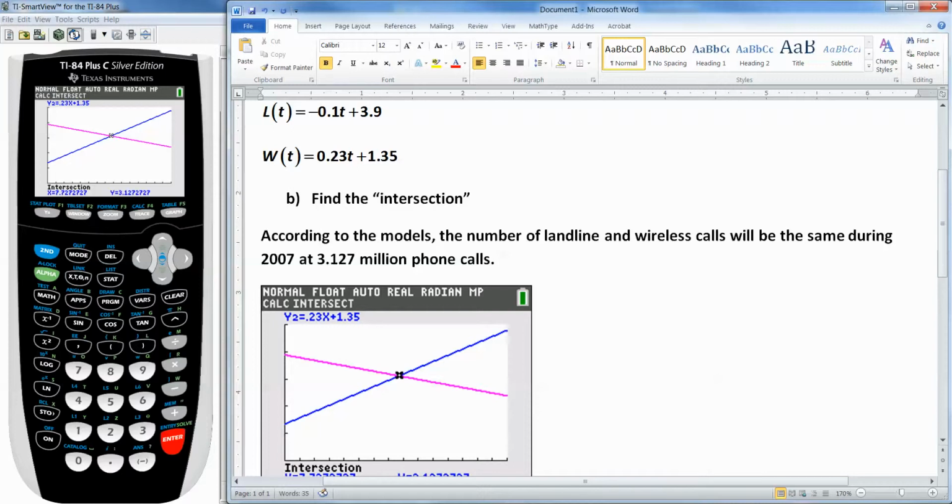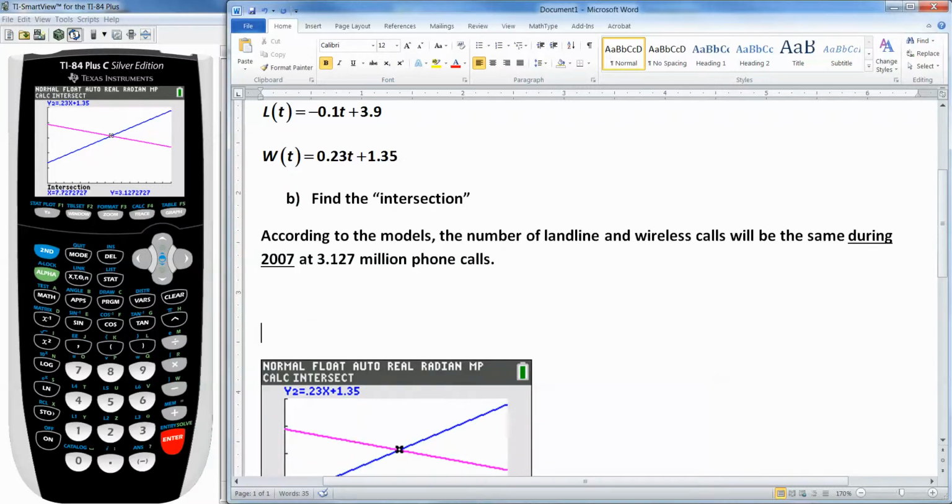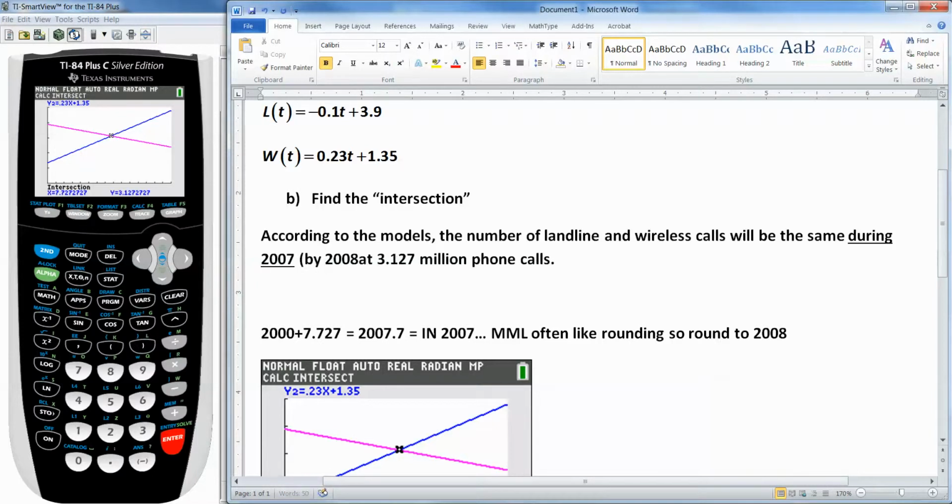Now, the weird thing about this is this "during 2007." So where did I get that from? Well, I did it because it said 7.727. So 2000 was my starter year plus 7.727 makes it 2007.7, which I would say is in 2007. But my math lab often likes you to round. And so if that's the case, you'd round it to 2008. So you could say by 2008, they will be the same number.